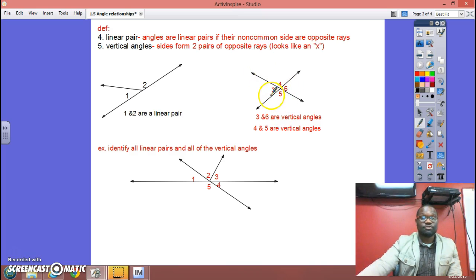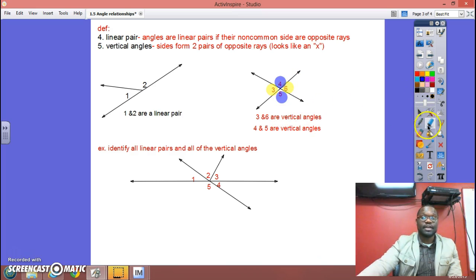But notice that angles 3 and 4 are a linear pair. Angle 4 and angle 6 are a linear pair. Angle 6 and angle 5 are a linear pair also. Do you see that? Even though I'm talking right here specifically about vertical angles, this angle here, 3, and angle 6 are vertical angles. Angle 5 and angle 4 are vertical angles.